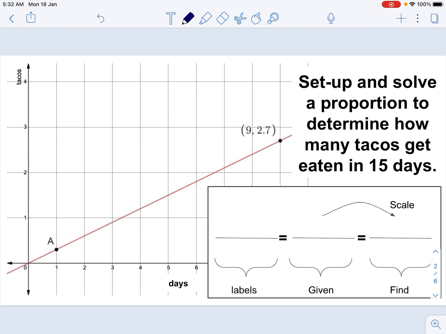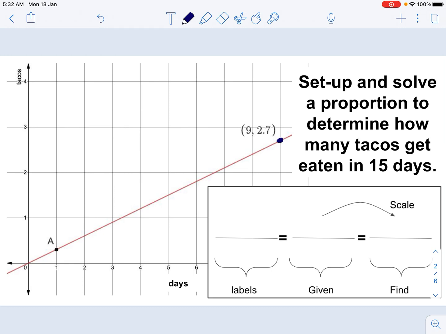Okay, question 2. Now, this information is being given to you in a graph. So you'll see you've got a graph here about the number of days and how many tacos are being eaten. There's one piece of given information, and it's this ordered pair on the line, 9, 2.7. The question asks you to set up and solve a proportion to determine how many tacos get eaten in 15 days. So when you do this on your own paper, go ahead and set up a proportion like what I've got right here on the screen, and go ahead and solve that.